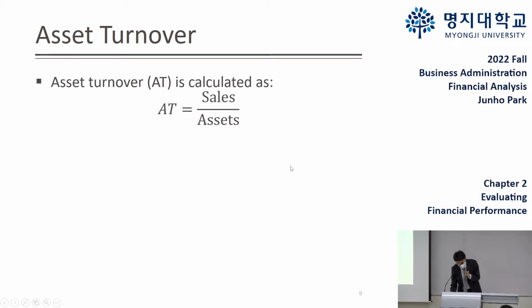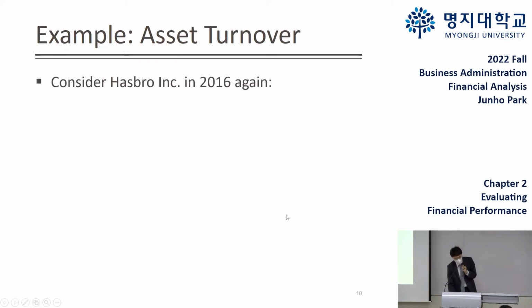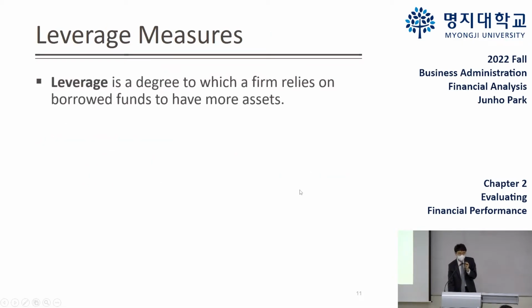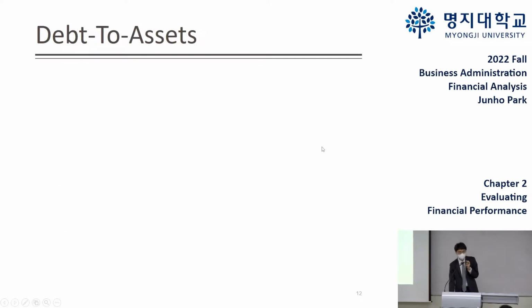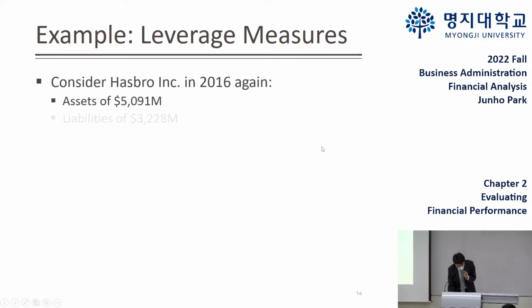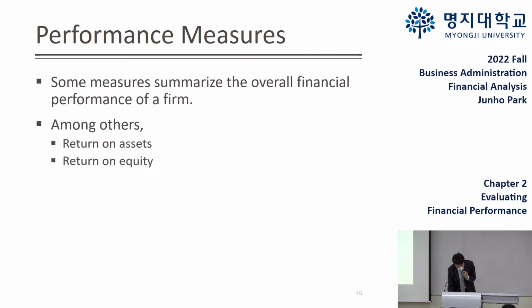I figured out that actually in the last class I skipped some slides, so I'm sorry about it. I was confused with the earlier class, and I didn't mention what are the overall performance measures. They are return on assets, return on equity, and ROIC that we learned in the last class.